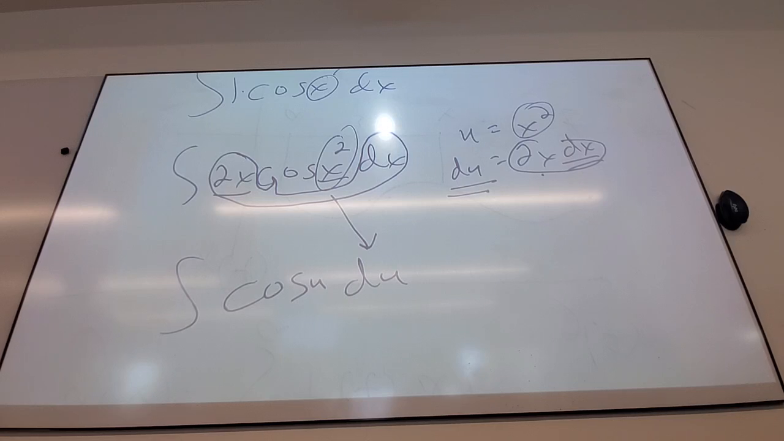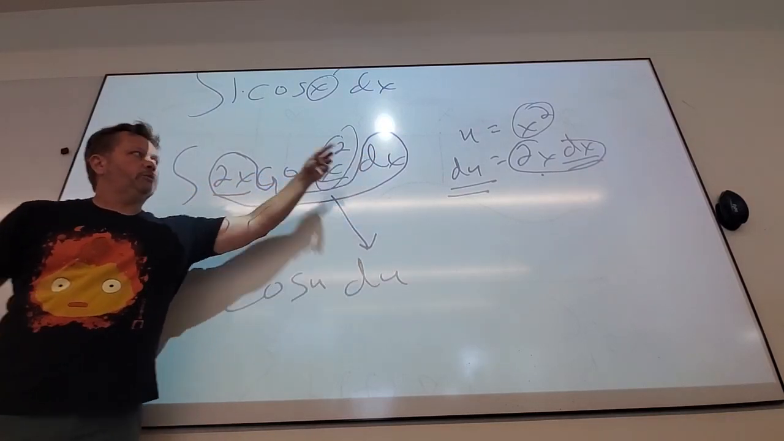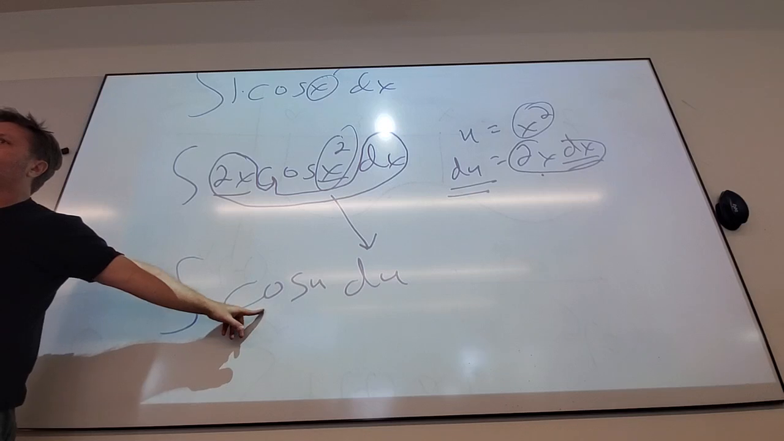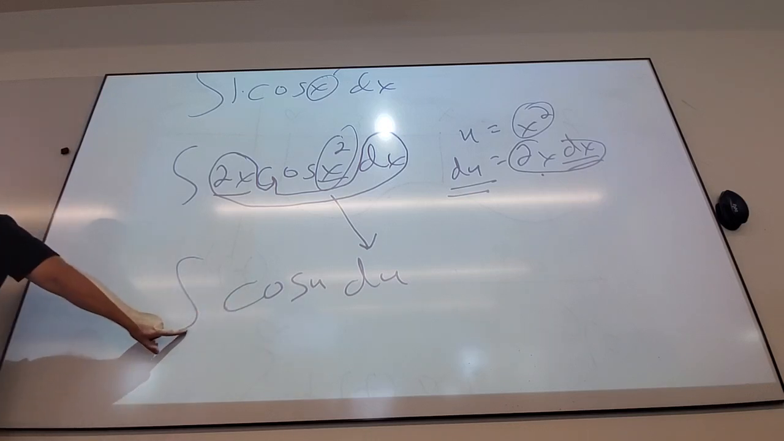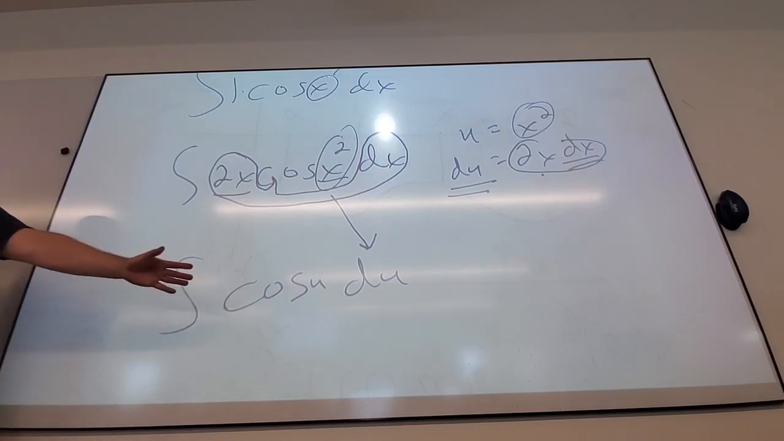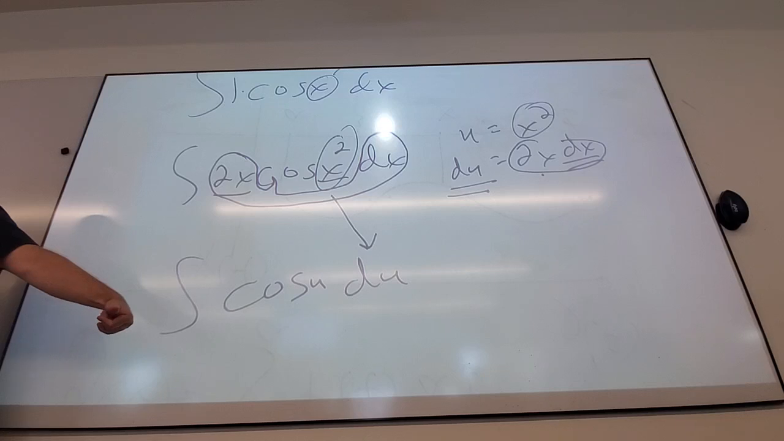Now, let me try to explain what we really just did. On one level, this is stupid easy. If I let u equal the inside, and then figure out what du is, I can then just write it in terms of u. Is this integral difficult? I've just got a u instead of an x. What's the integral of cosine u?